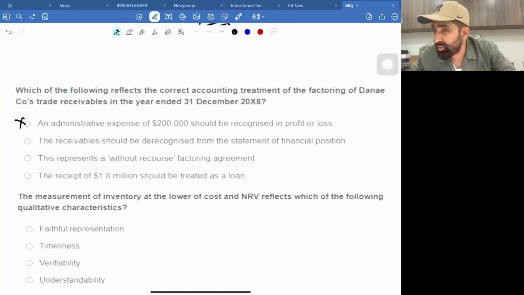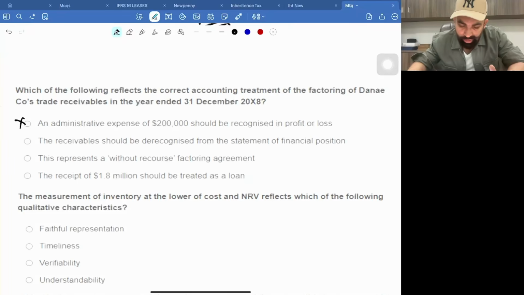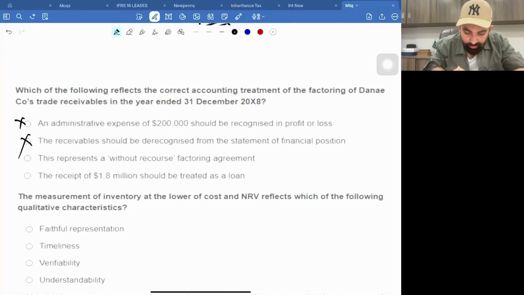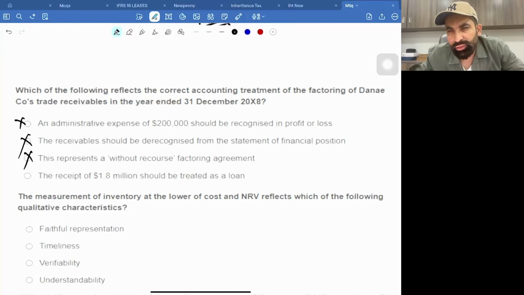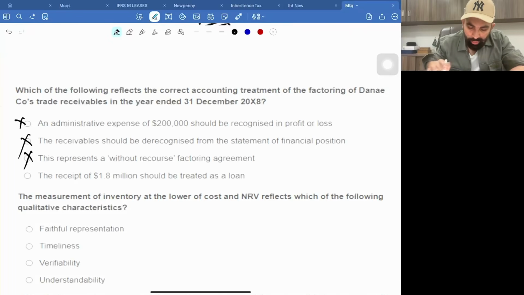But in this case, this is the story of uninsured bad debts. The receivable should be de-recognized? Never, not in this case. This represents without recourse? No, this is with recourse. Without recourse is an insured agreement, and with recourse is uninsured. Right now it's uninsured. The receipt of 1.8 million. Yes, this is perfect.